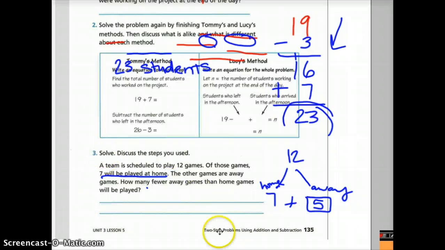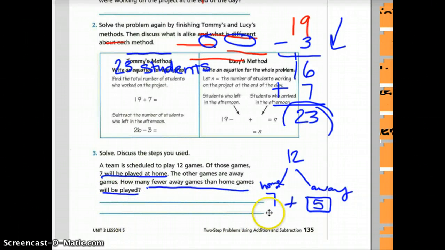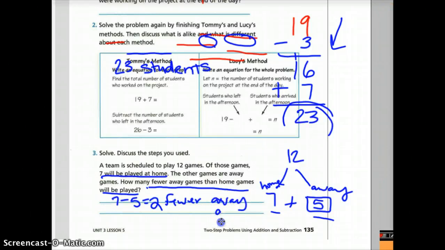Now it is not asking me how many away games. It says how many fewer away games than home games will be played. So if I'm comparing 7 versus 5, I know that 7 minus 5 equals 2 fewer away games.